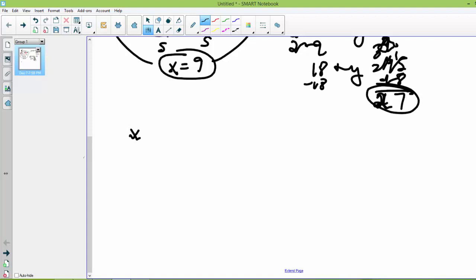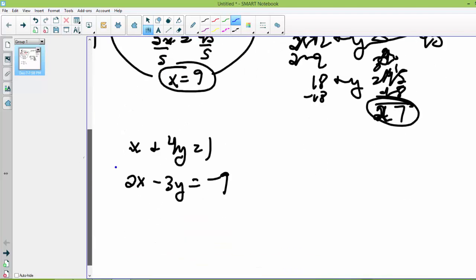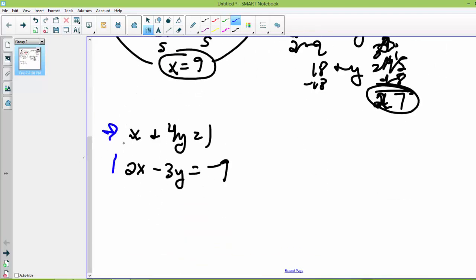Let's say you have an equation like x plus 4y equals 1 and 2x minus 3y equals negative 9. Now, in order to substitute, you need to have an equation solved for a letter. So if you look at this equation right here, you can see that this x is already alone, and we can get the x completely alone by subtracting 4y from both sides. So x is equal to negative 4y plus 1.